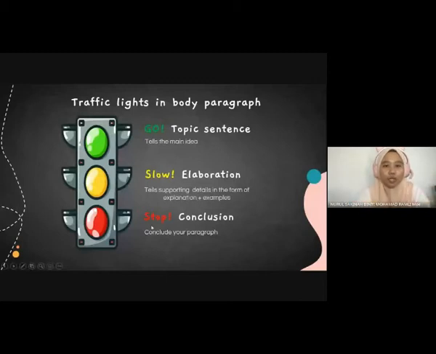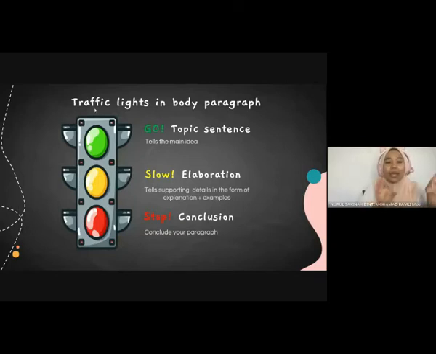The goal is to make sure that your reader can follow your thoughts, right? So for me, I see my paragraph as traffic lights, because this is something that I see every day whenever I go to school, whenever I go to the supermarket. When it's green, it means that I have to be ready. I have to make sure that my reader is informed with what I am going to tell about in my paragraph. So it comes in a topic sentence. This is where I tell my main idea of the paragraph.